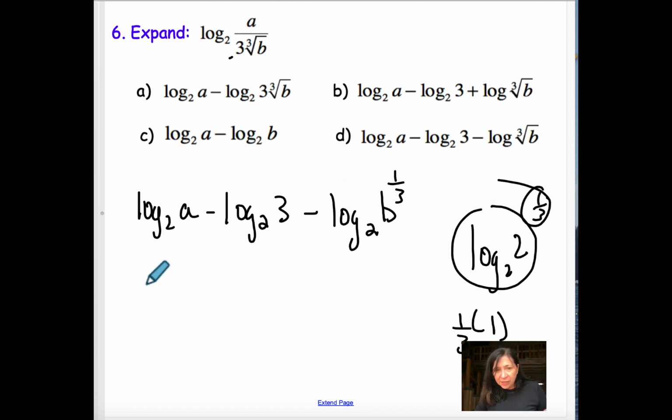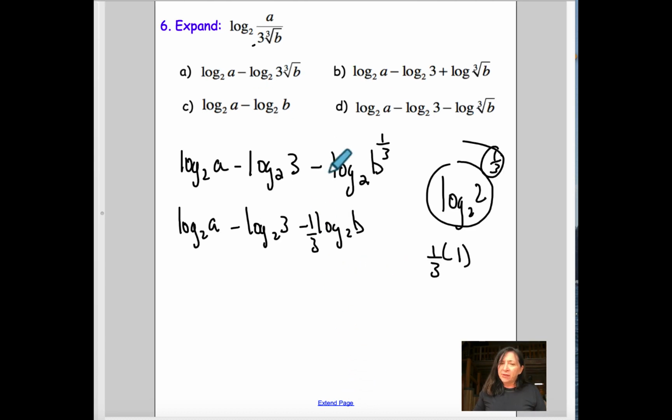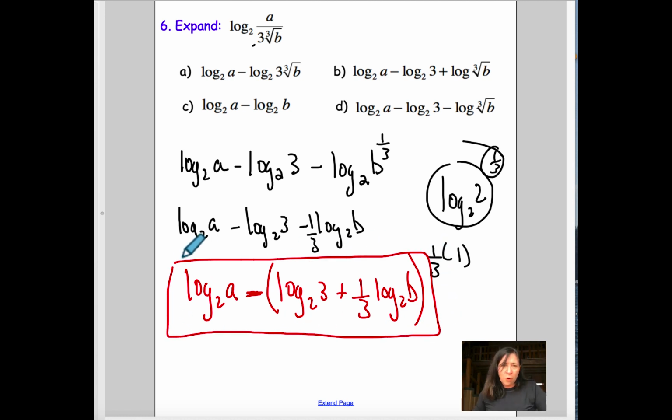So for this problem, to finish, we're going to get log base 2 of a minus log base 2 of 3 minus 1/3 log base 2 of b. And the only other way to write this realistically is log base 2 of a, and then you could subtract this quantity, which is log base 2 of 3 plus 1/3 log base 2 of b. You're welcome to do that and subtract a quantity, but just remember that that minus sign out front does go to both terms inside, so they are both negative. And then this would be my final answer for this problem.